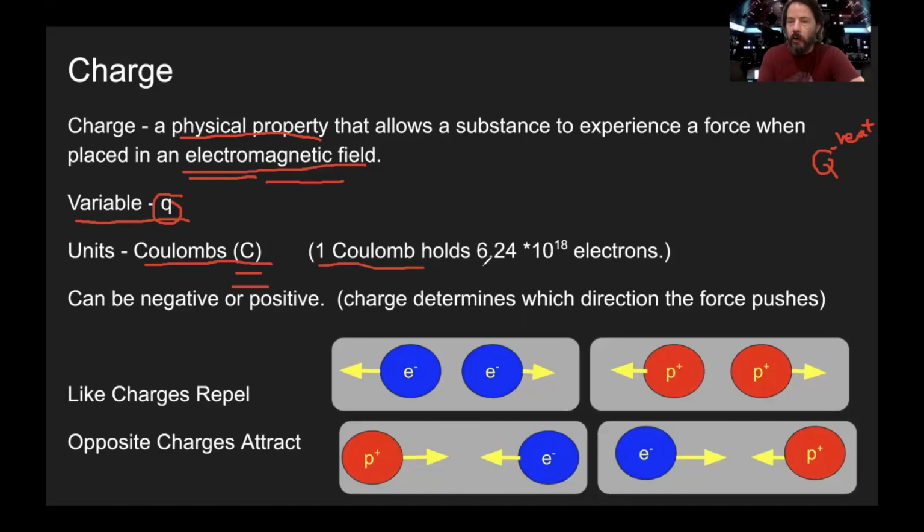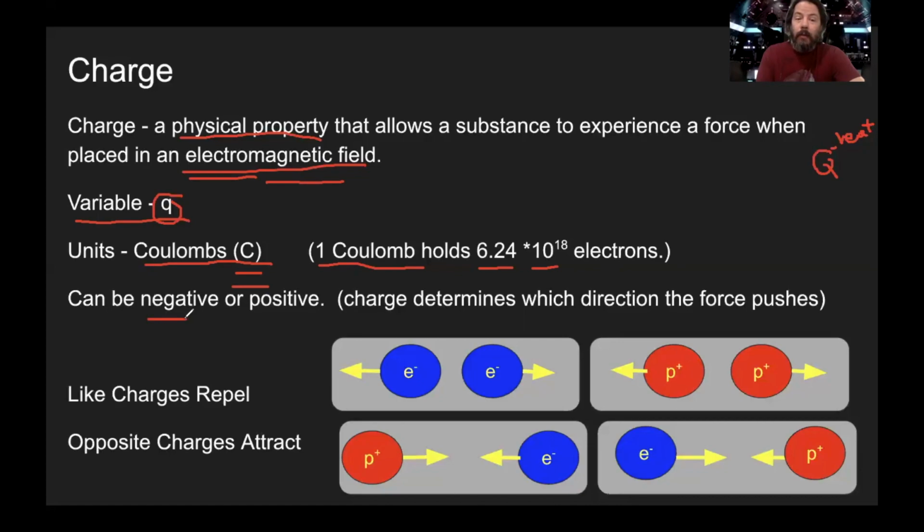Now, 1 coulomb of charge holds 6.24 times 10 to the 18th power electrons. What does that mean? That means in 1 coulomb of charge, there are more electrons than there is sand in all the beaches of the world. So 1 coulomb holds an amazing number of electrons. It's mind-boggling, inconceivable.